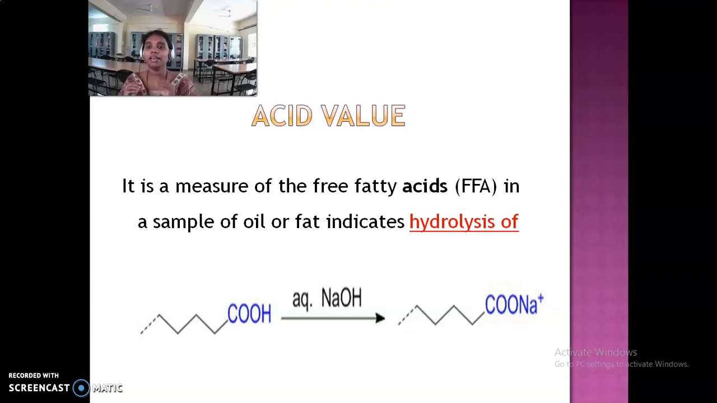It is nothing but the measure of free fatty acid, because when the fat is pure, it is an ester. When it is stored for a longer time and is impure, it will release the free fatty acid, but when it is pure it will not. So generally, acid value determines the purity of fat or oil by estimating the amount of free fatty acids present in the sample, by reacting with either potassium hydroxide or sodium hydroxide. Okay?